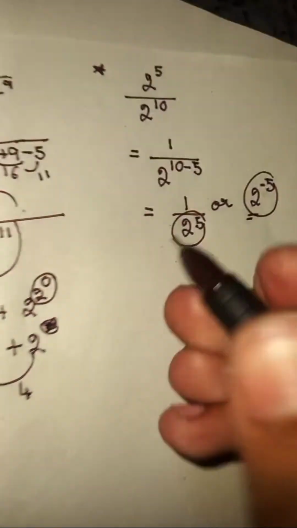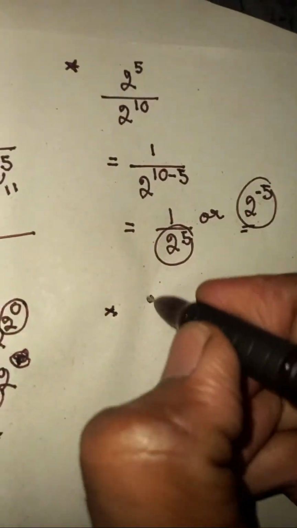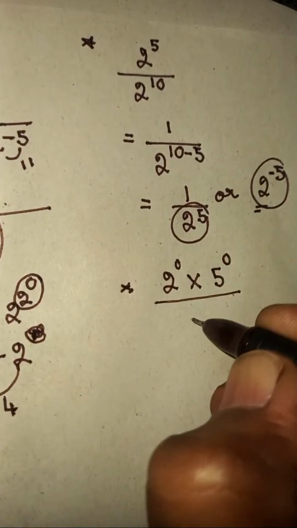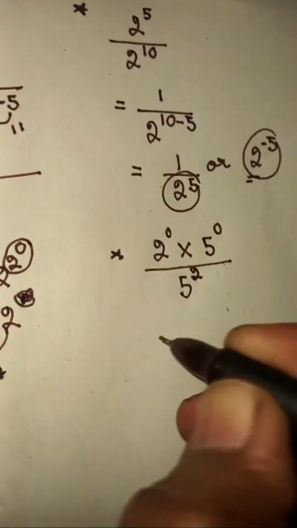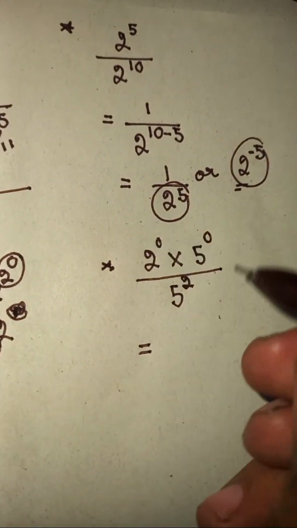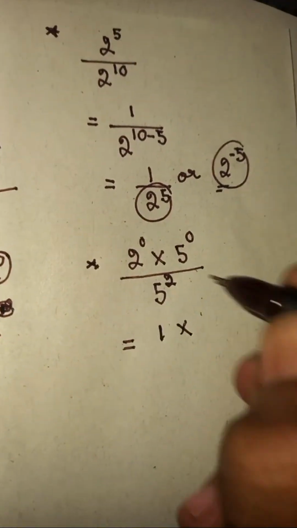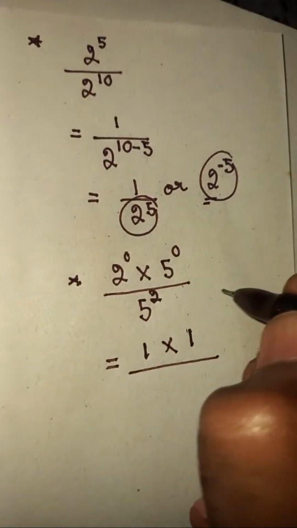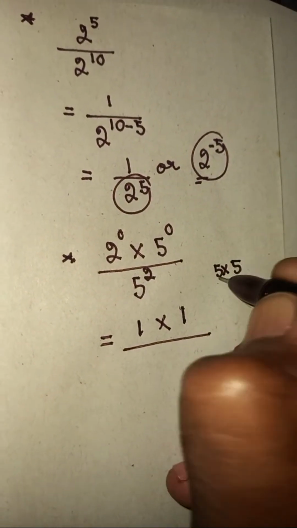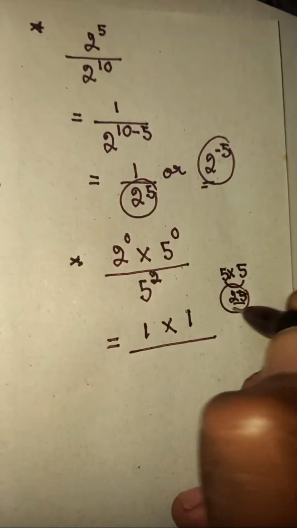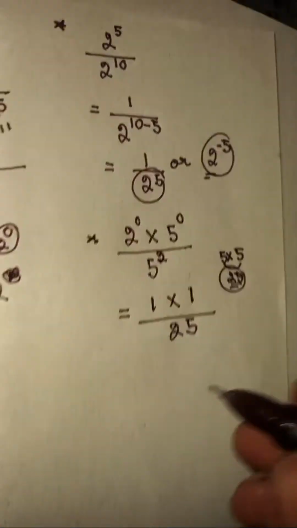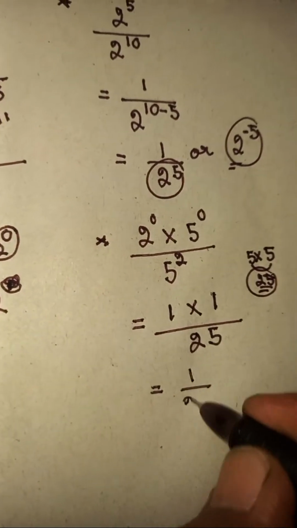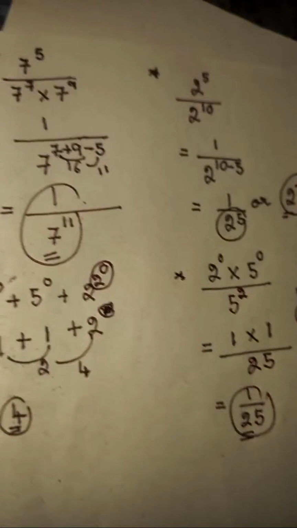Let's take one more problem with this power 0. Here, 2 power of 0 times 5 power of 0 times 5 square. Now you can do it easily. 2 power of 0 becomes 1 and 5 power of 0 also remains as 1. 5 square means 5 times 5, which becomes 25. So this one you can write as 25. This 1 times 1 equal to 1, so the complete number is 1 by 25.